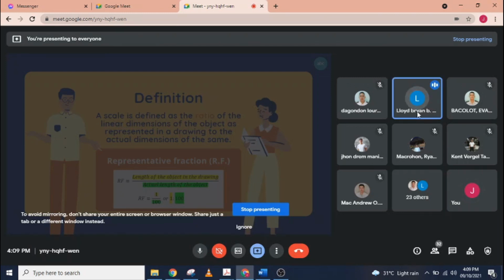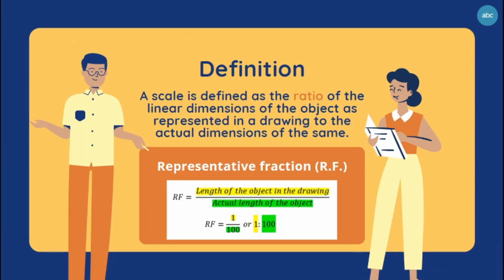Definition. A scale is defined as the ratio of the linear dimensions of the object as represented in a drawing to the actual dimensions of the same. Yan daw yung meaning ng... Okay, thank you, Nanas. So, yan daw yung meaning ng scale, class. Defined as the ratio of the linear dimensions of the object as represented in a drawing to the actual dimensions of the same. So may nagbanggit kanina, no? Pwede lang mabawasan, pwedeng madagdagan.